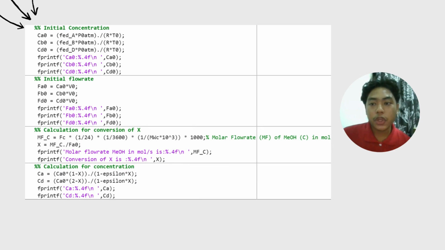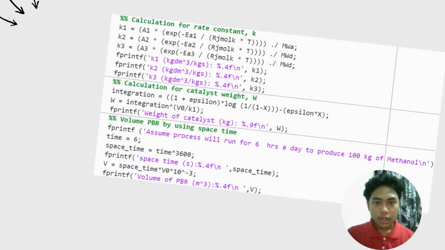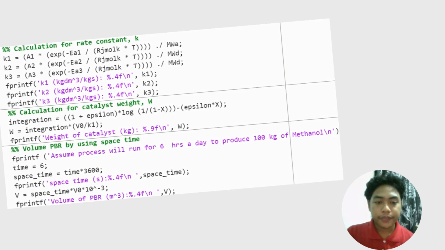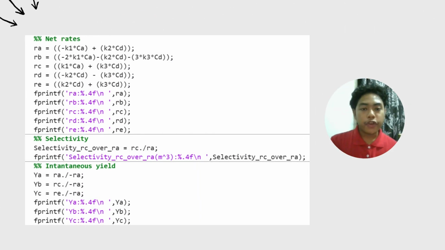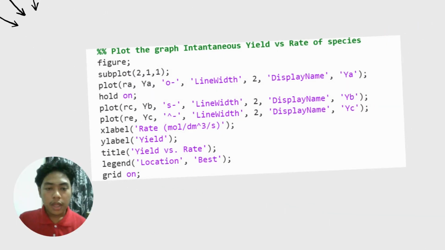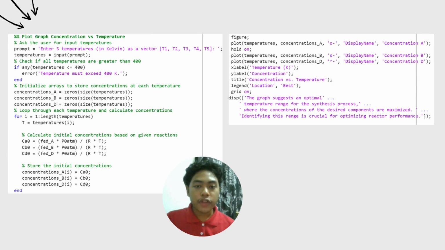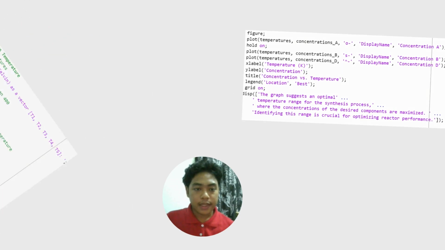It calculates and displays initial concentrations, initial flow rates, methanol molar flow rate, and conversion in a chemical reactor. This is also the calculation part for rate constant, catalyst weight, and volume by using space time. Here is the calculation part for net rate, selectivity, and instantaneous yield. Lastly, we plot the graphs. For the first graph, we plot instantaneous yield versus rate of species. The second graph is concentration versus temperature.